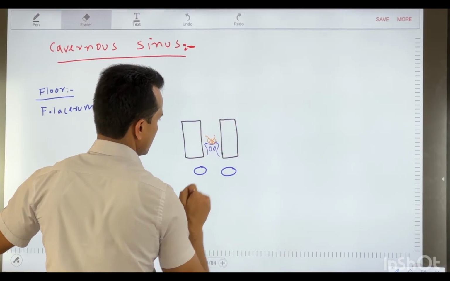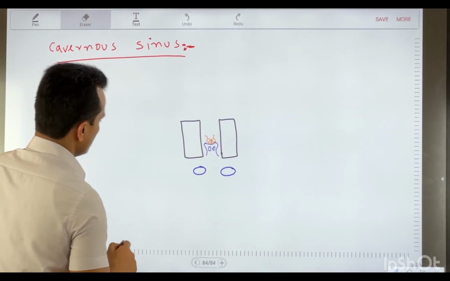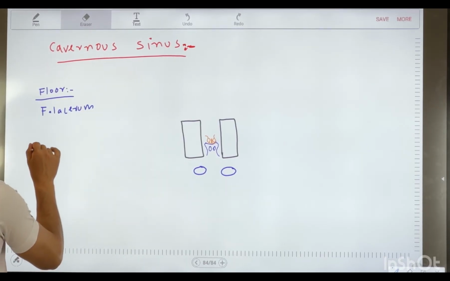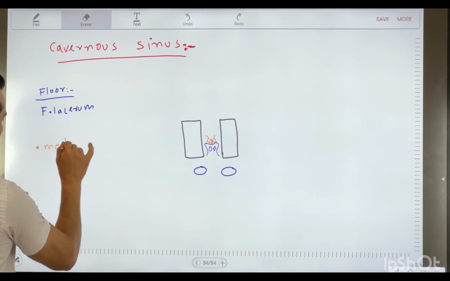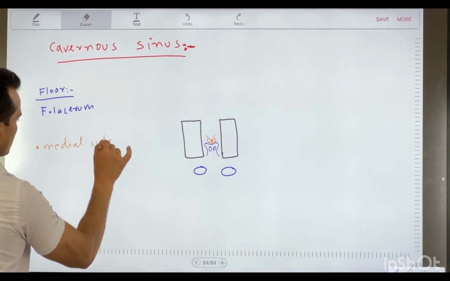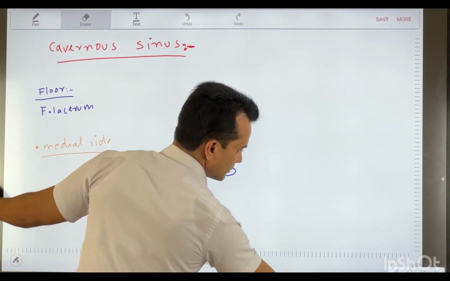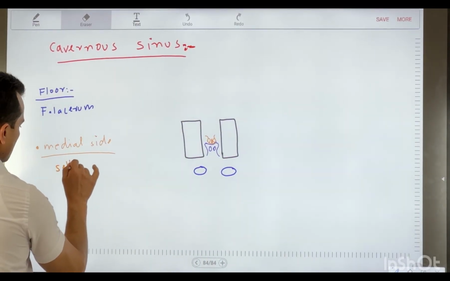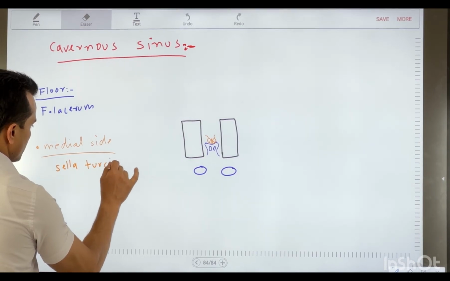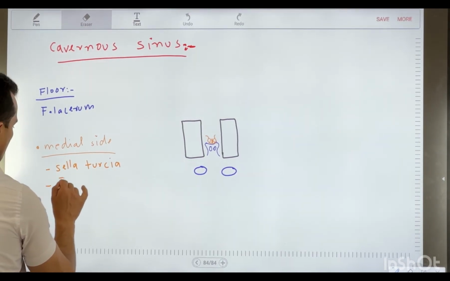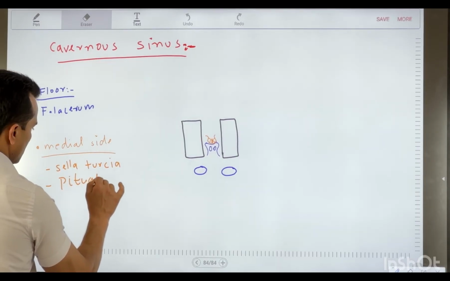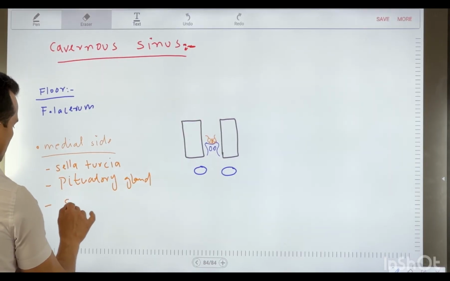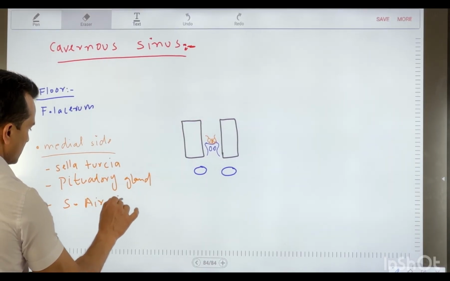This is the pituitary gland here. So on the medial side, the floor you have got the foramen lacerum. On the medial side, very important relations. You have got the sella turcica, which is part of your sphenoid bone. You have got the pituitary gland, and then you have got sphenoidal air sinuses.